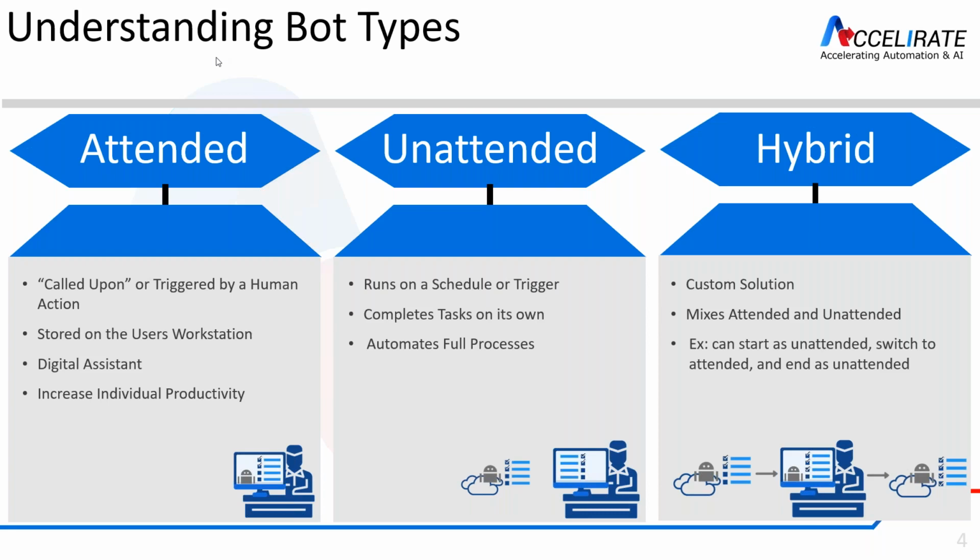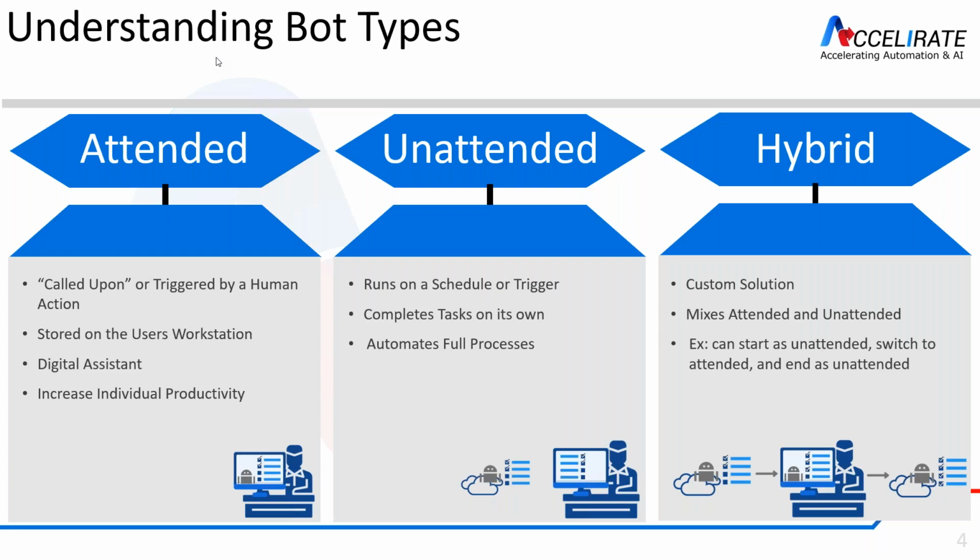So a quick example of that is a process can start as an unattended bot, where it's doing some preliminary validation, or some background steps, and then we can switch to an attended bot where we have some type of human interaction, and then it could go back and end as an unattended bot. So after the human interaction, the unattended bot picks that case back up, whether it be a loan number, an account number, whatever the process is, to finish out the process.